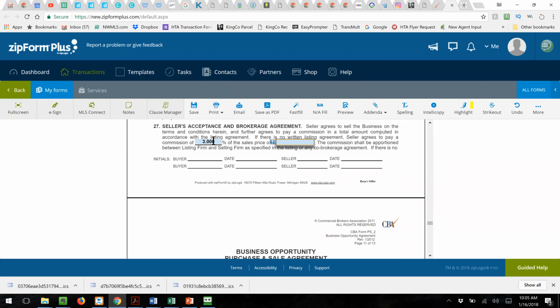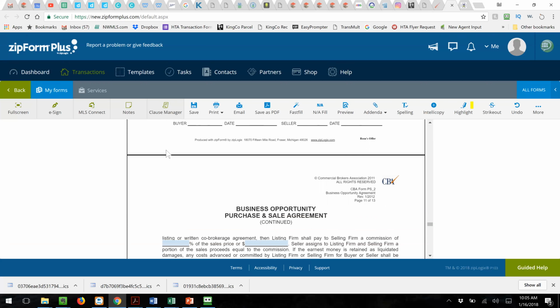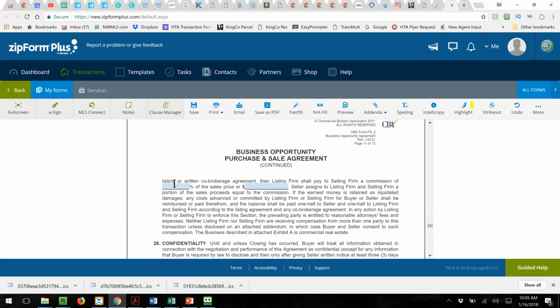That's a percentage. So this is if there's no written listing agreement, seller agrees to pay a commission of blank % of the sales price or blank dollars. The commission shall be apportioned between the listing firm and the selling firm in the specified listing agreement. The listing firm shall pay to selling firm a commission of X. So how much is in the listing? Do you know? I don't know.